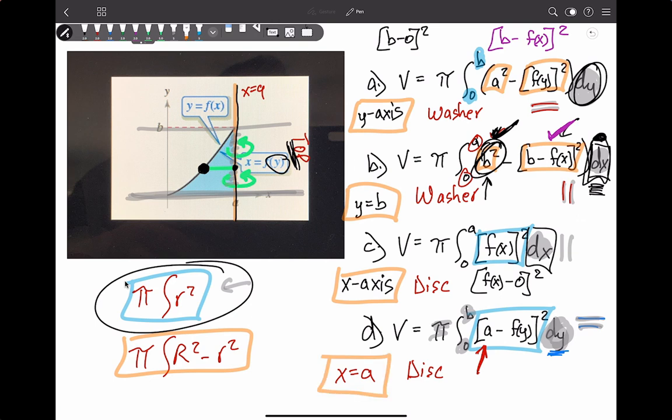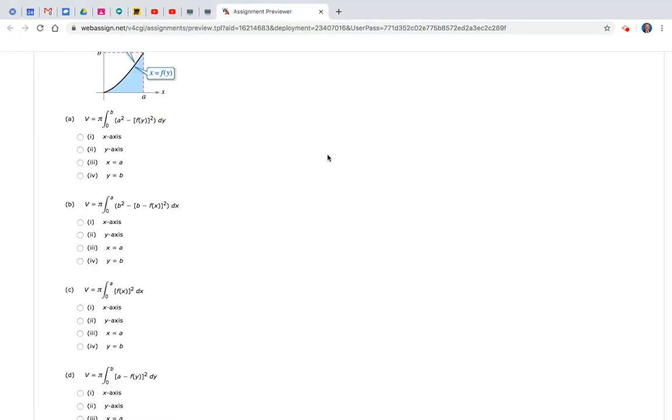All right, so yes, it's all about identifying horizontal or vertical slices, identifying whether it's going to be a disk or a washer method, and then, if you want, you can assume that it's going to be the edge of one of the shaded regions or even the x and y axis, as we've been doing on many other problems from before. So that's it on that one.